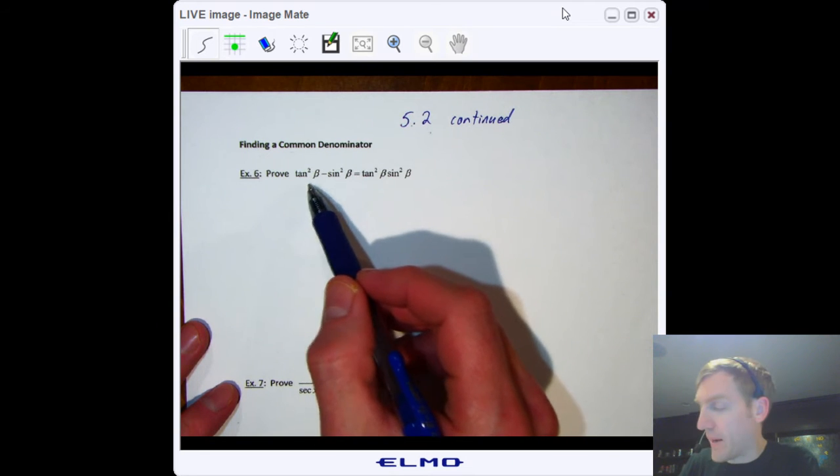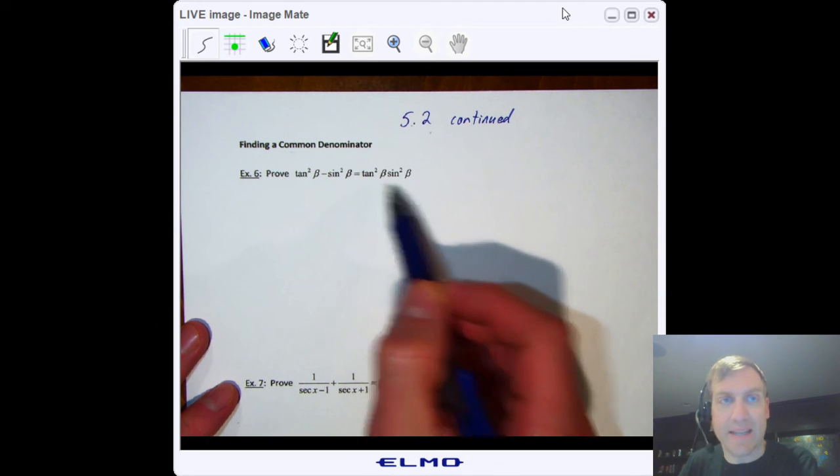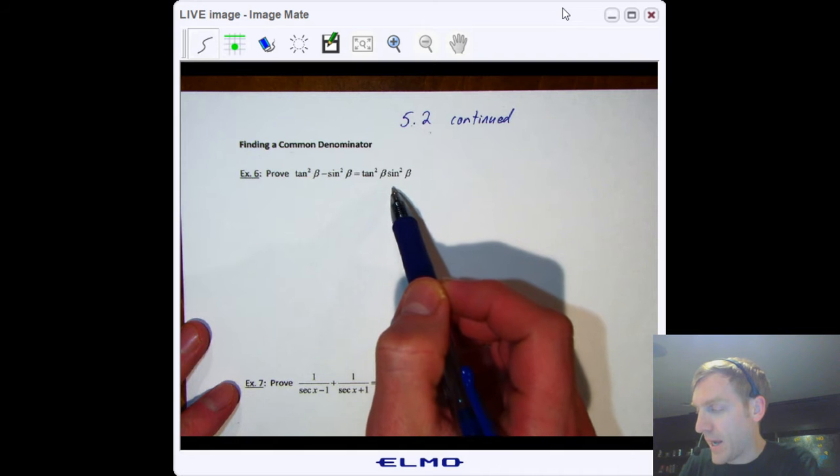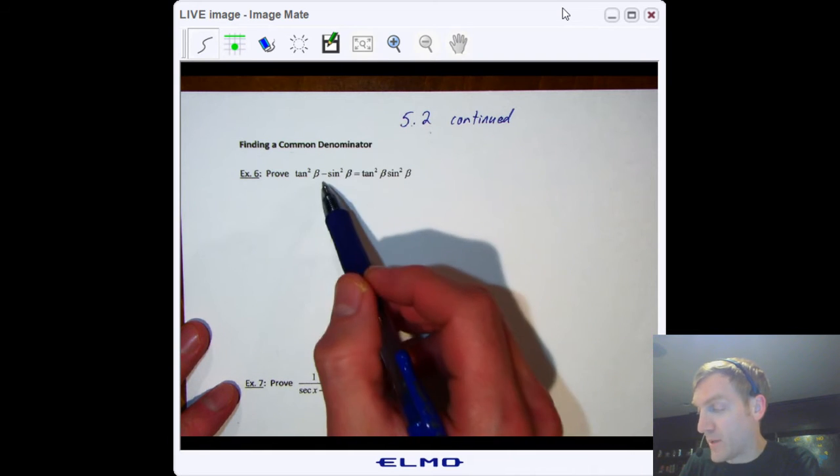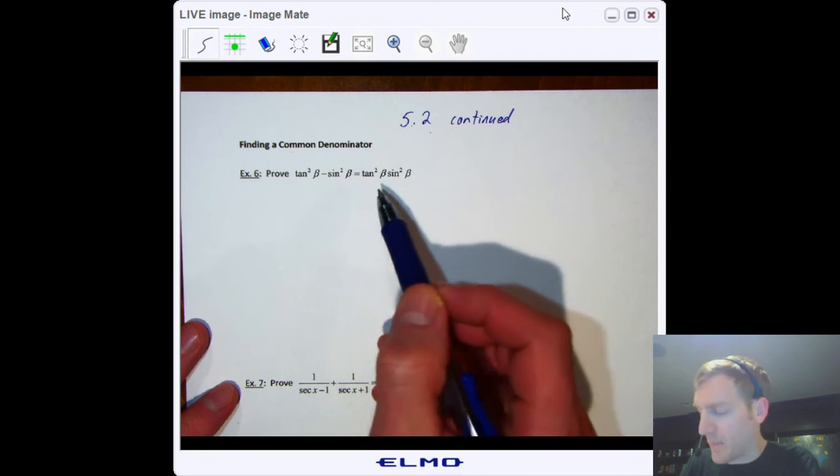Prove that tangent squared beta minus sine squared beta equals tangent squared beta times sine squared beta. All right, and they look very similar. One is subtraction, one's multiplication. How does that happen? Well, let's see.